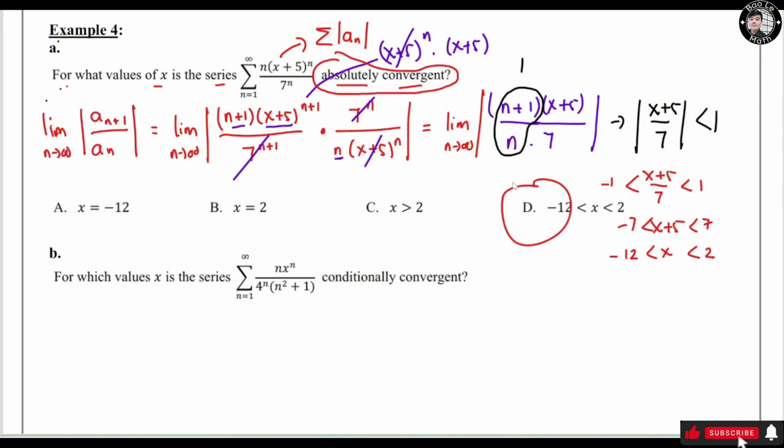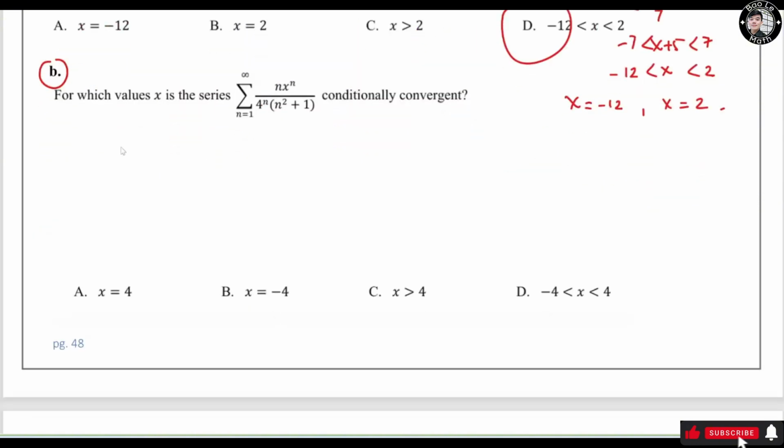Now if the question asks you to find the value of s that makes the series conditionally convergent, then you need to check the endpoints. We need to check s equals negative 12 and s equals 2. And we're going to do this in problem B right here. In problem B, we do exactly the same thing. We're going to use the ratio test.